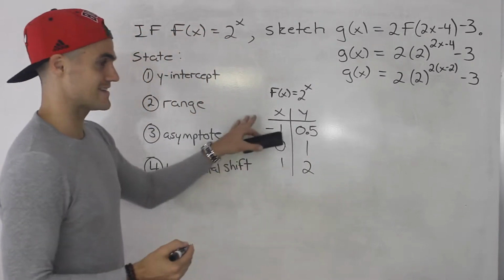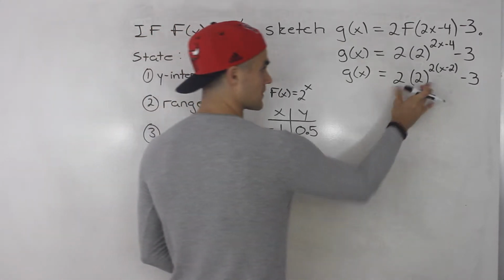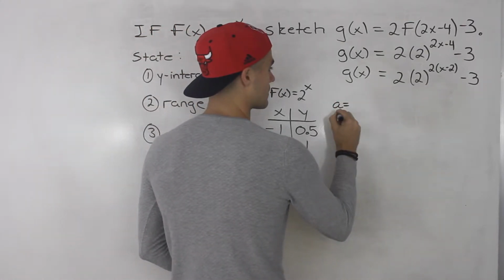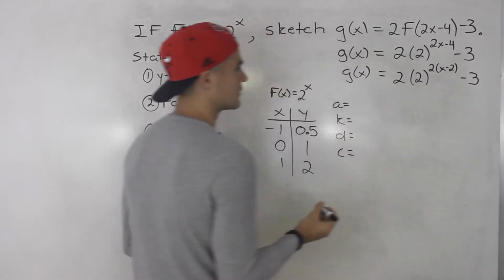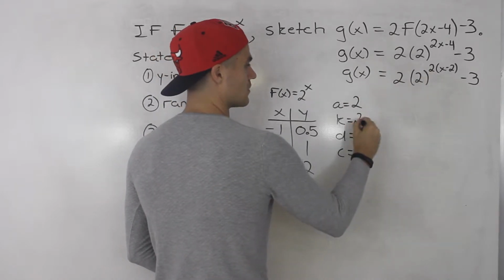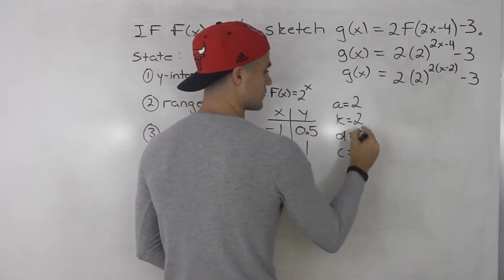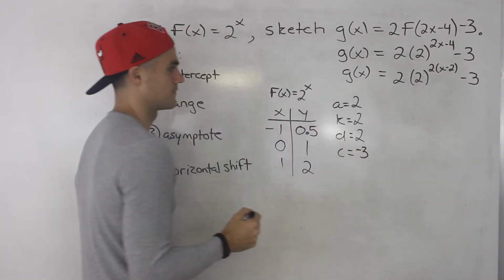So now we've got to take this table here and we have to transform it. Now, what are the transformation values here? What's the a value? What's the k value? What's the d value? What's the c value? Well, the a value is 2. K value is 2 as well. The d value is positive 2, right? It's the opposite sign. And then the c value is negative 3.